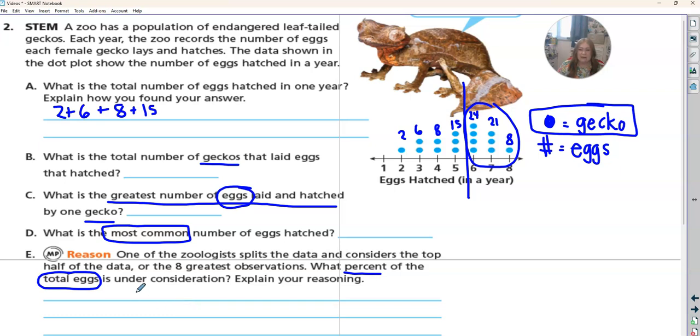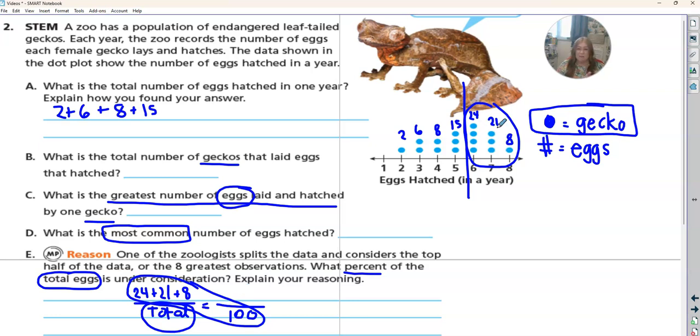So we're going to add 24 plus 21 plus 8, and you're going to put that over the total, which you already found in A. Here's our total. This is how many these geckos laid out of the total, which was from A. Already did that. And I want to know what percent is that out of 100. So we're going to take this number here and times it by 100 and then divide by the total eggs to see what percent of the eggs.